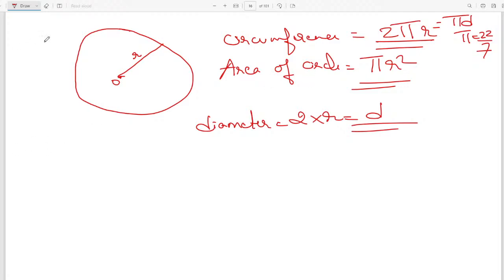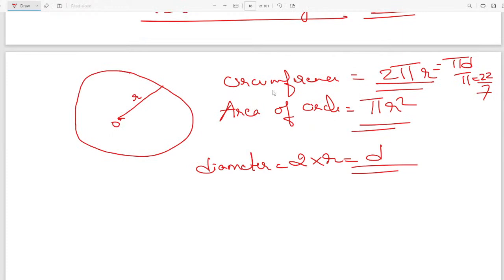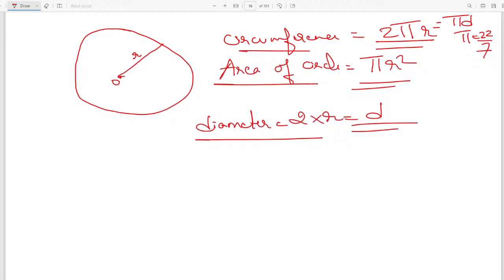So these are the three basic things: circumference, area of circle, diameter. And if they have given a circle, and if they have given a sector here, for example, if they have given that this angle is theta, sometimes they'll ask you to calculate the area of this sector or the area of this part, the circumference of this length, this part. So how do we calculate this?